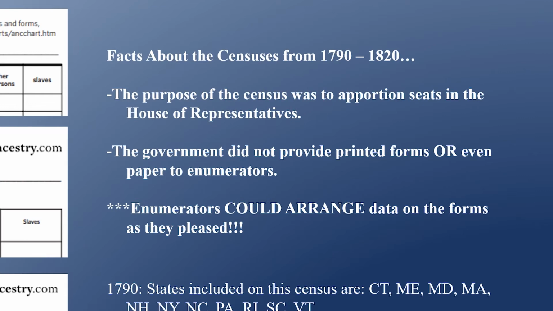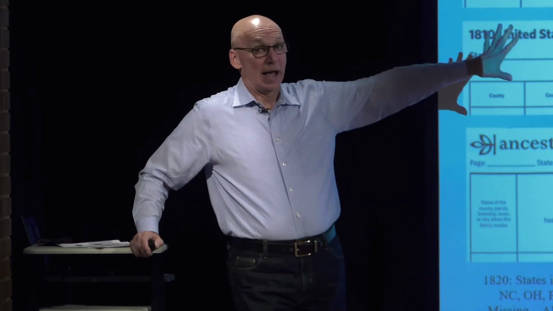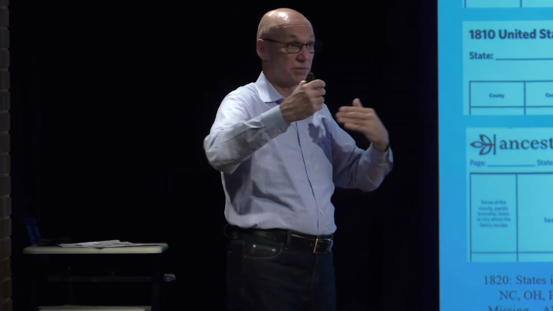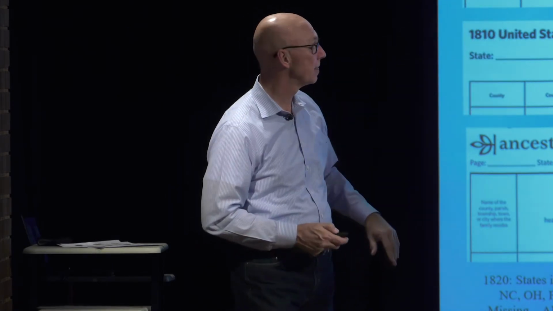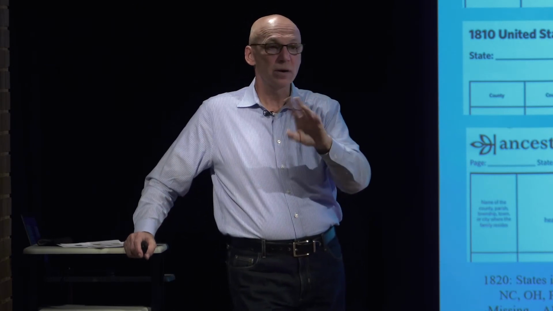The government did not provide forms at this time period. It was up to the enumerators to provide their own paper, and this in itself poses a challenge to you researchers. Now, myself, my families came over in the 1870s. I do not have the privilege of researching these records unless somebody comes into the library and asks for assistance. None of my families are from that time period. But census enumerators could write the information required any way whatsoever. There was no uniformity.